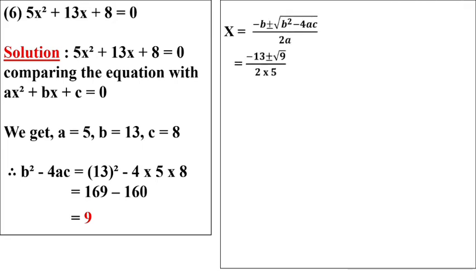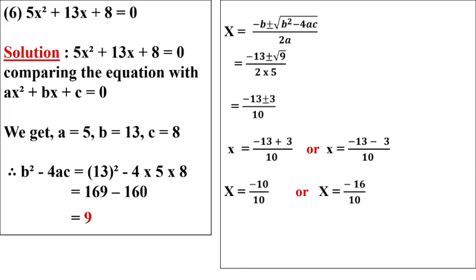We'll use the formula. Substitute the value. Under root 9. 9 is the square of which number? 3. And 2 5 is 10. So we'll separate this. Minus 13 plus 3 upon 10, minus 13 minus 3 upon 10. One we'll write in the positive, one will write in the negative. Now minus 13 plus 3 means minus plus minus, 13 minus 3 is minus 10 upon 10. Minus minus plus, 13 plus 3 is 16. Minus 16 upon 10.